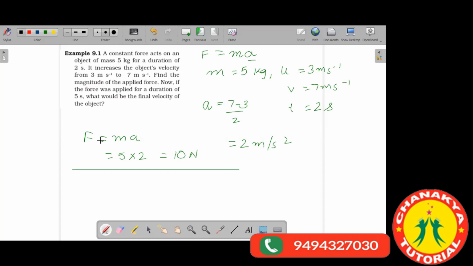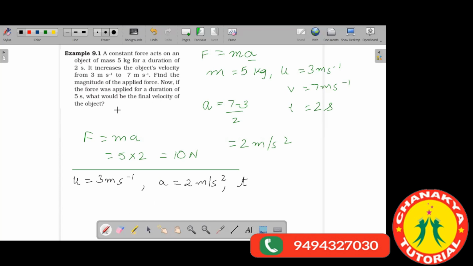See, initial velocity u is given as 3 m/s. You are given the acceleration, as we have found out, as 2 m/s². We know the time. It says if the force was applied for a duration of 5 seconds. So if the force was applied for 5 seconds, how long will the acceleration last?